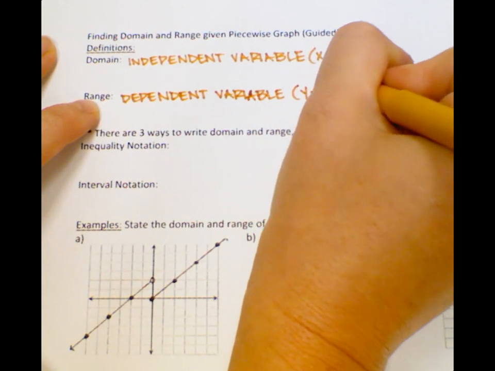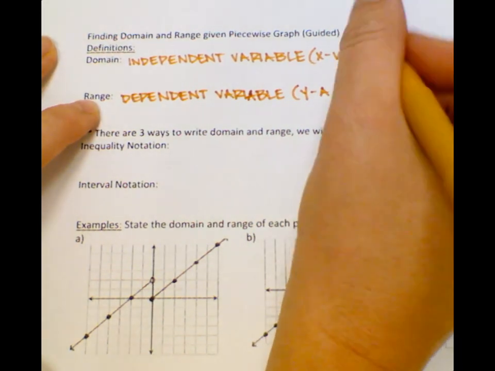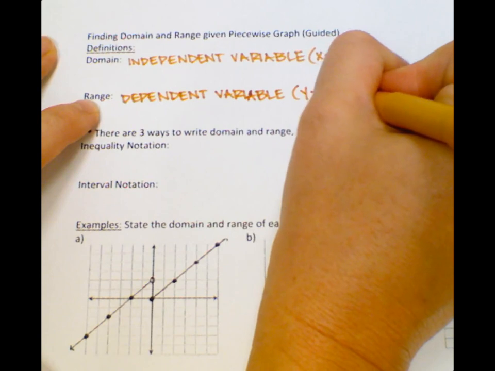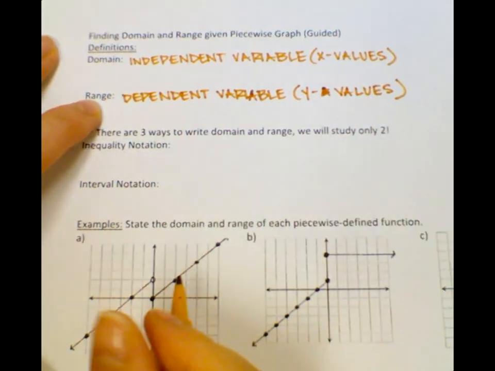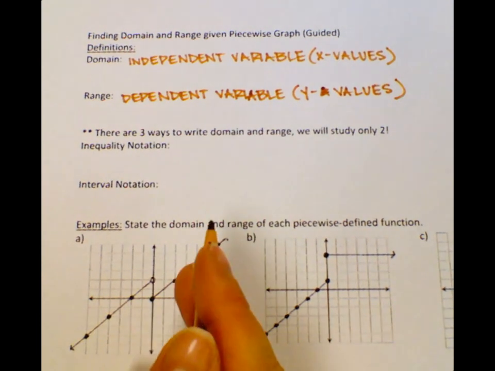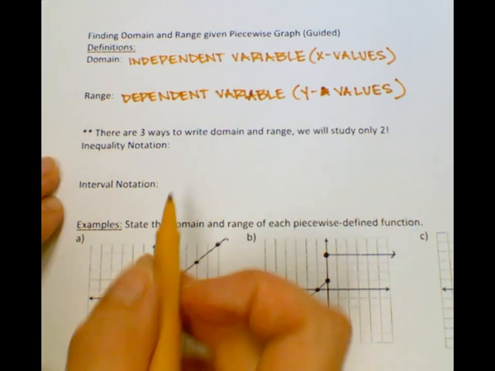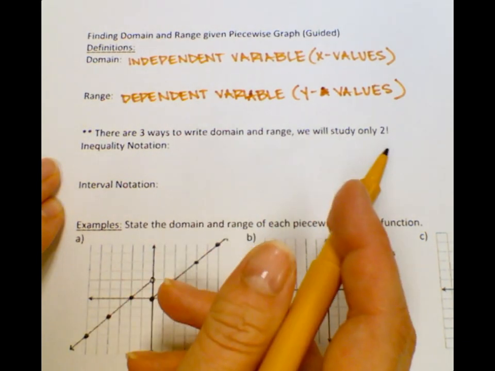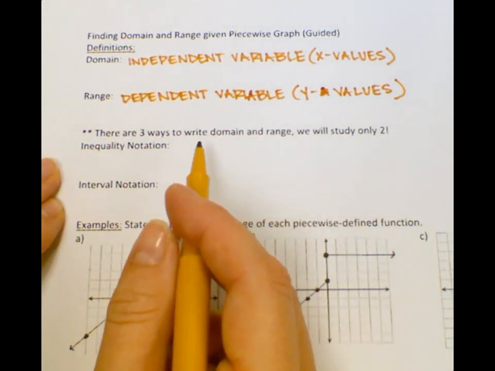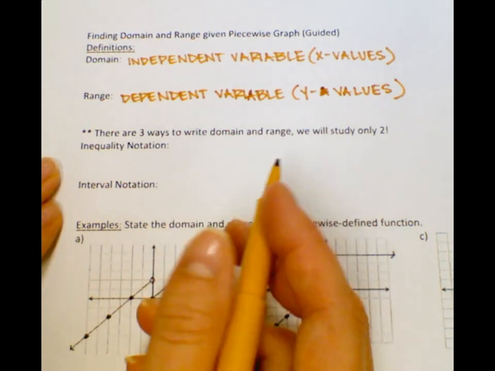Now, I bet you guys learned this in Algebra 1. Domain and range. So I don't think it should be super new. Okay, so domain's your x's, range is your y's. It says there are 3 ways to write domain and range. We're going to only study 2 here. You'll pick up the 3rd one in calculus.